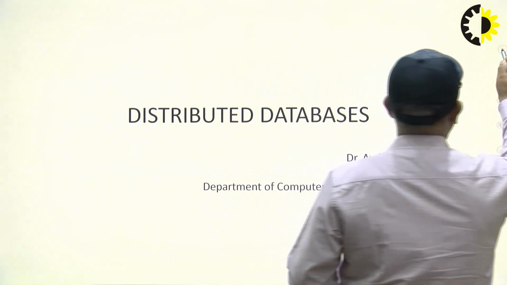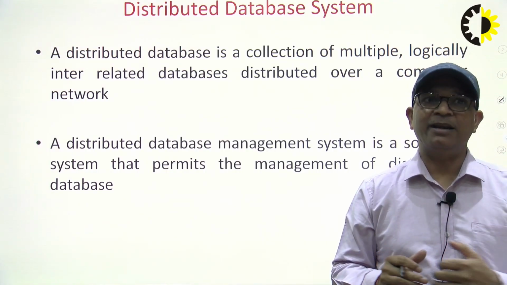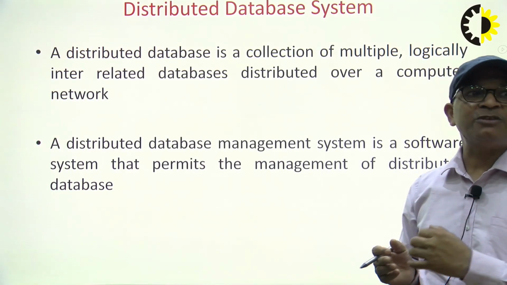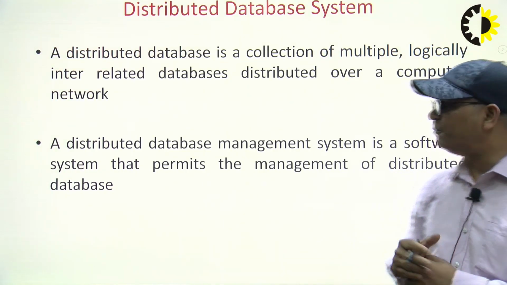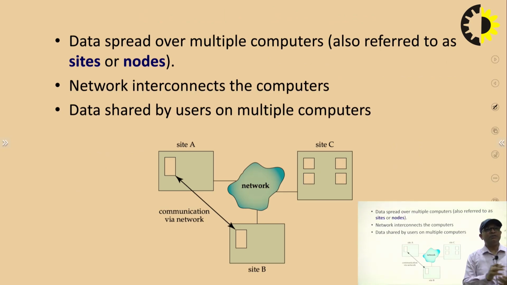Talking more about the distributed database, a distributed database is a collection of multiple logically interrelated databases distributed over a computer network. A distributed database management system is a software system that permits the management of the distributed database. Obviously, to access the distributed database, we have specific software also. We also have a distributed operating system to manage this distributed database very effectively and efficiently. Data is spread over multiple computers, which can be sites or nodes. Networks interconnect those computers and the data is shared by users on multiple computers.